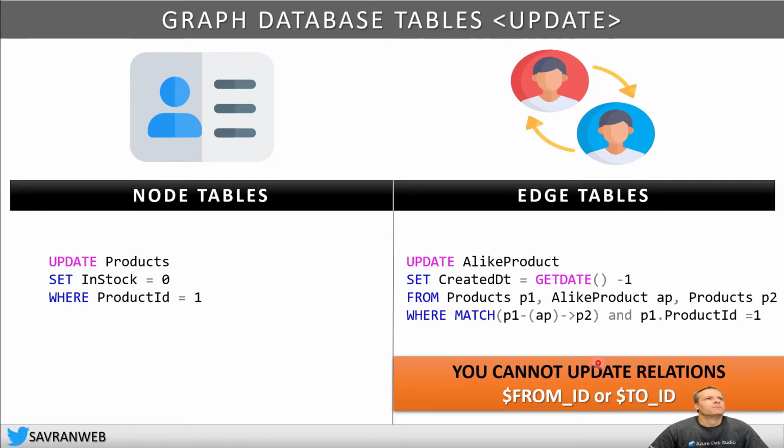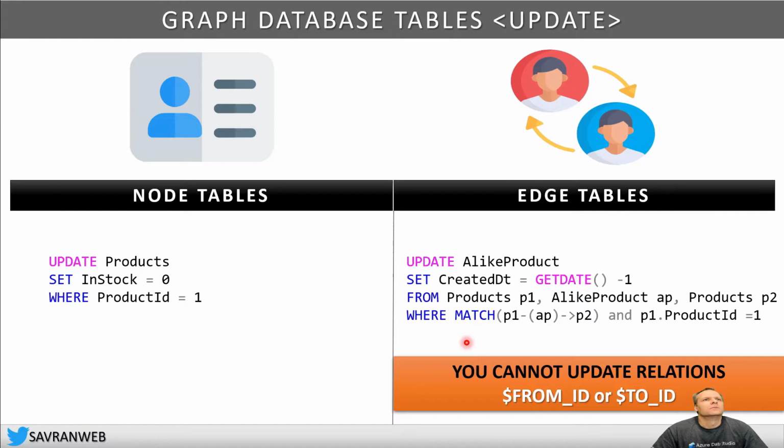All right. So when it comes to the update, another thing you can know is that updating the node tables uses the same update syntax. You just need to pass which table and what you're updating. In the edge tables, as I said before, you cannot update the relations, but you can update anything else. For example, in this case, I am updating the alike product, and I'm just changing my creation date. That's the metadata I created in this table. So don't worry about this one. I'm going to cover that in a little bit, but that's how you actually update the relation tables.